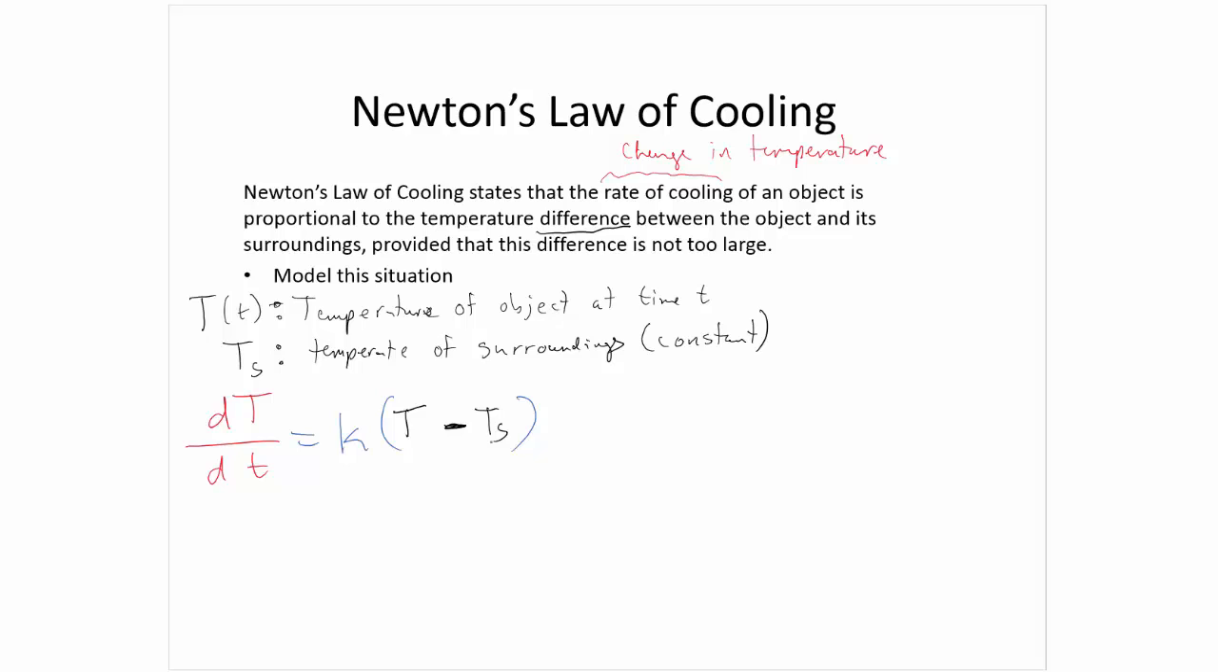Here is a model for this situation. It's in the form of a differential equation again. Again, this ends up being what is called a separable differential equation. And in fact, I can rewrite this as 1 over T minus T sub s times dT is equal to k dt. D little t, excuse me.